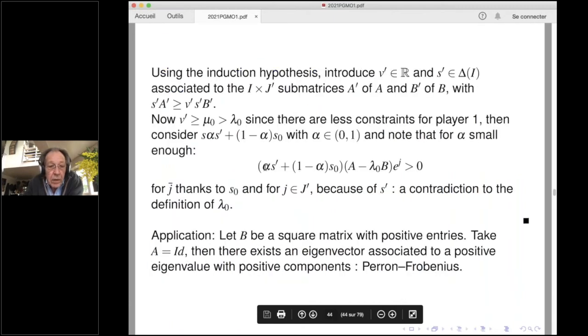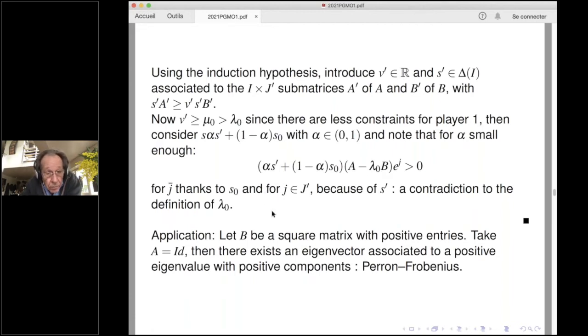Okay? So it means that for alpha small enough, you still have a strict inequality. And for the other, you have S prime against the G that are not G bar. You are in the previous, you have in the smaller game G prime, and in the small game you get V prime, and V prime is greater or equal than mu 0, which is strictly greater than lambda 0.